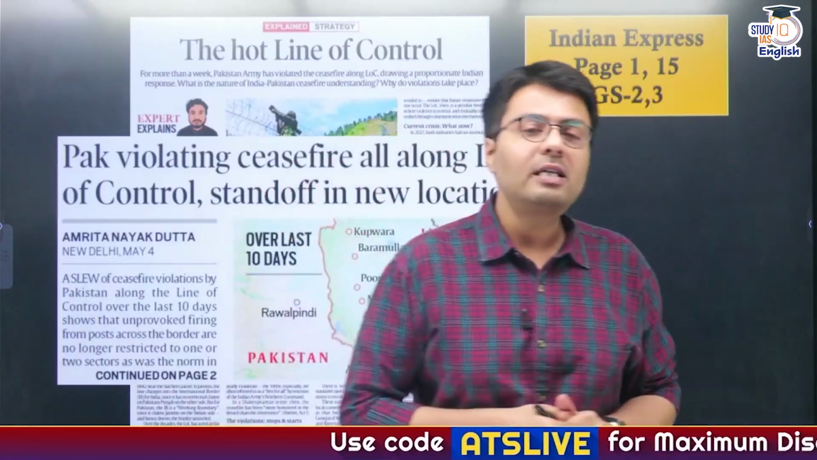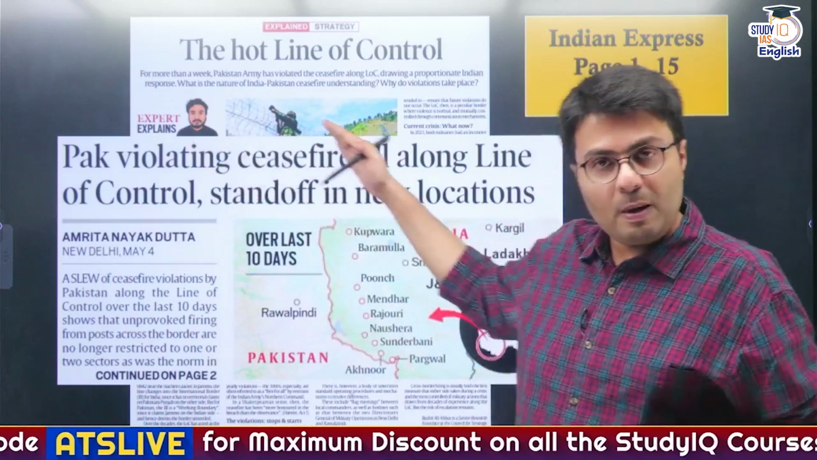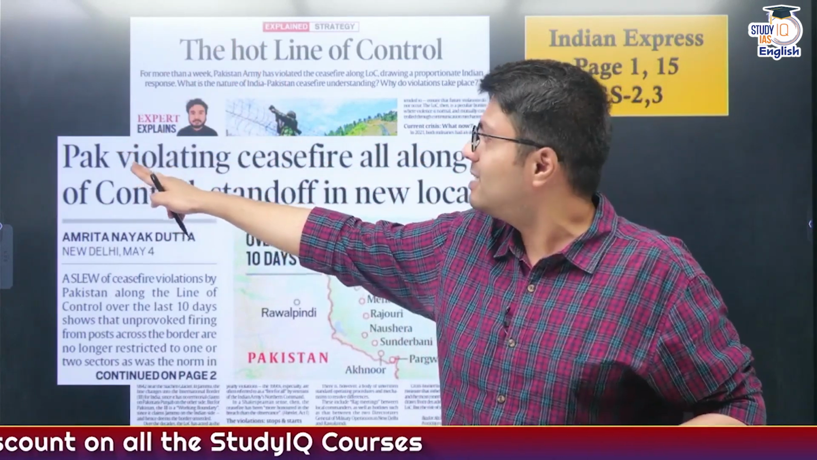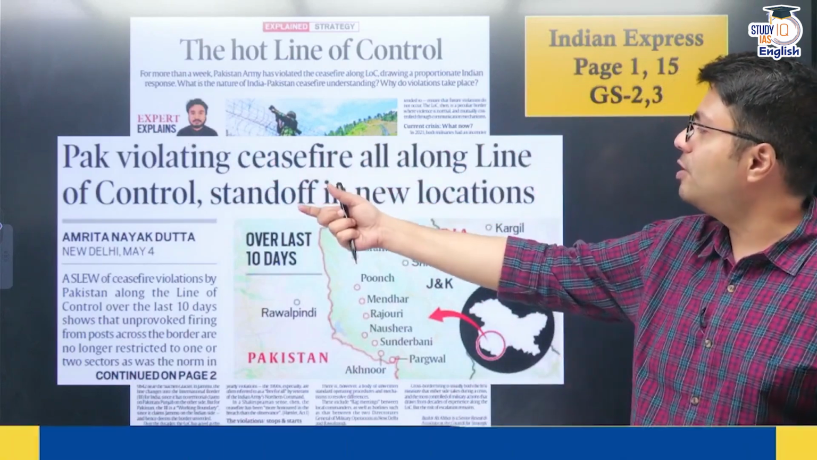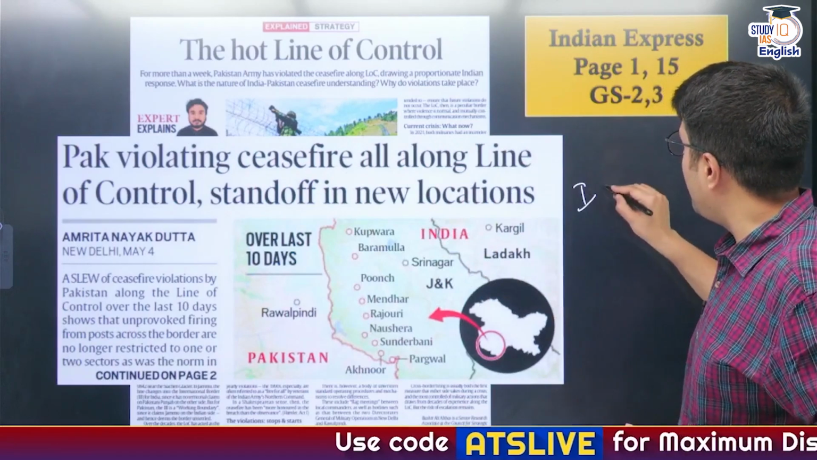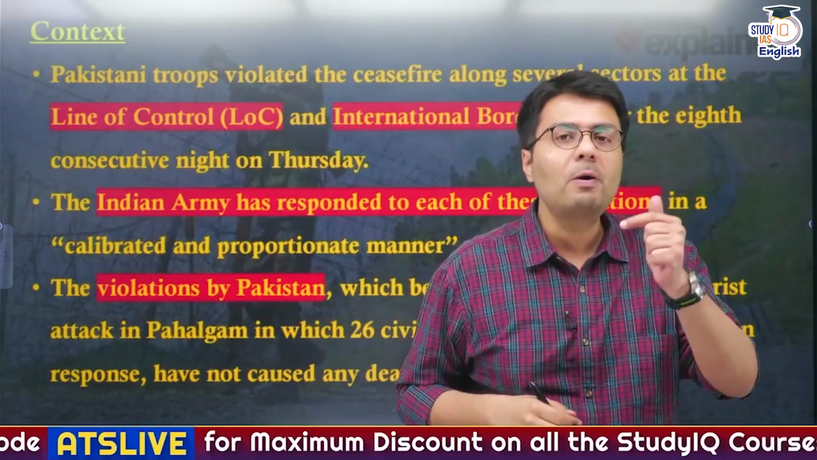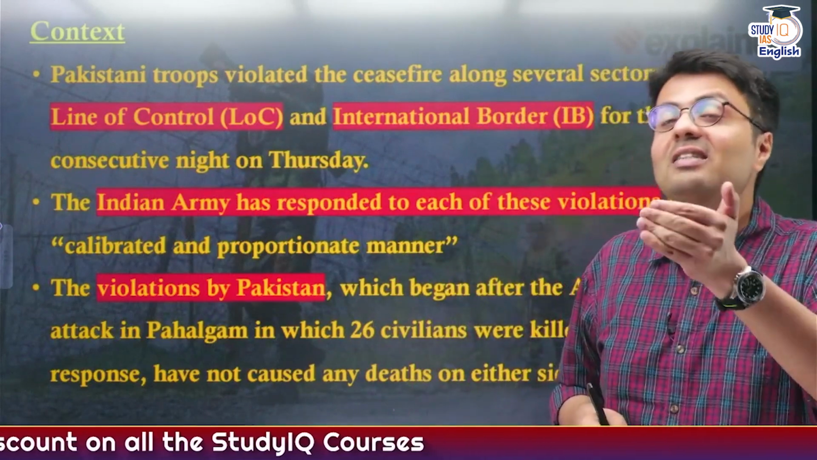Now, let us understand why we are discussing this violation of the ceasefire line. If you look at the newspaper today, particularly the Indian Express, you'll see that the front page news article says Pakistan is violating ceasefire all along the Line of Control, and a standoff is also happening in newer locations, that is alongside the International Boundary. So this is why we are discussing it, because it was on the very front page of the newspaper. So let us understand the context.